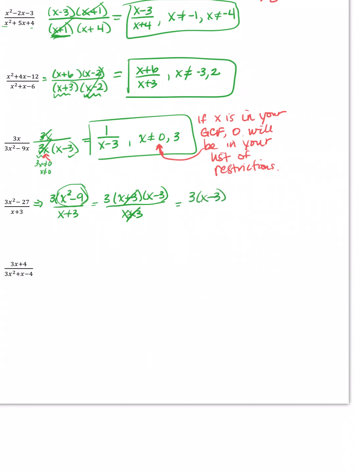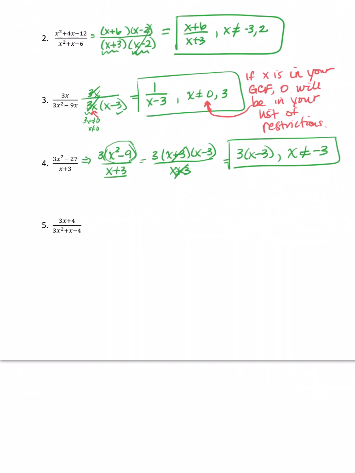Now, I canceled out the bottom. I don't have to put it over 1. You can, but traditionally we don't. Now, what about my restrictions? Well, there's only one factor in the denominator, so it's x cannot equal negative 3. It's that quick. One last example.